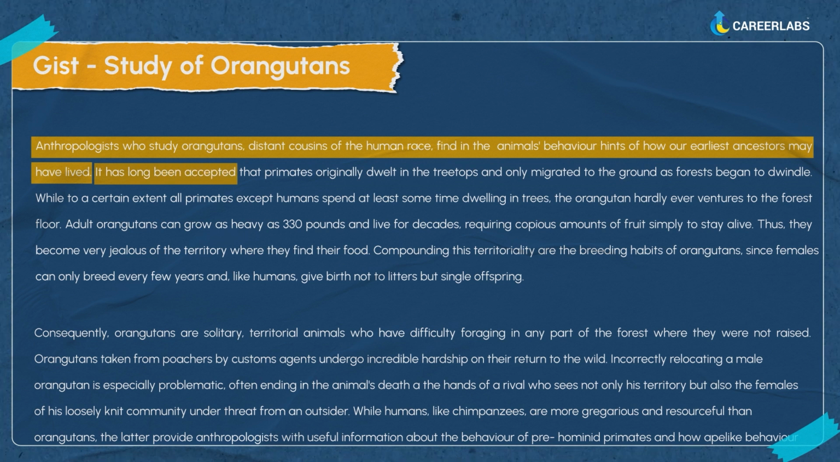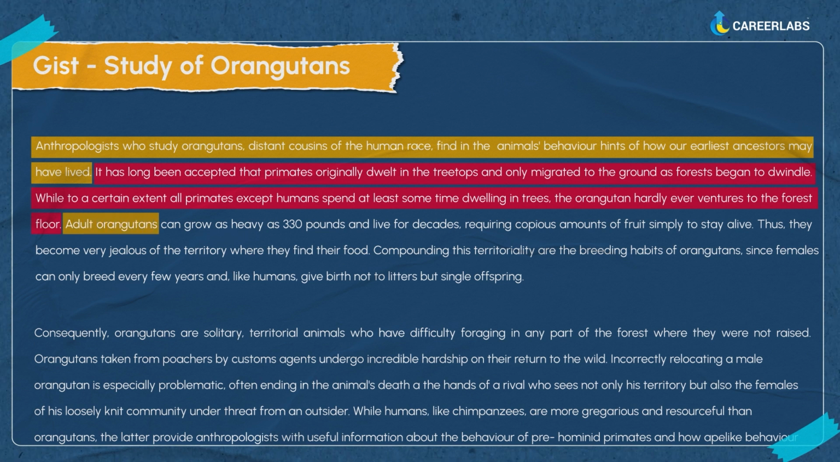It has long been accepted. Okay, let's stop there. The phrase, it has long been accepted, clearly indicates that the line is going to be about some fact or information that has been accepted for a long time. So we'll skip this line. The next line, while to a certain extent. Let's stop here. Again, this phrase, while to a certain extent, indicates that we're about to read a fact that has been researched or analyzed by someone, which is why it is accepted to a certain extent. So we'll skip this line too.